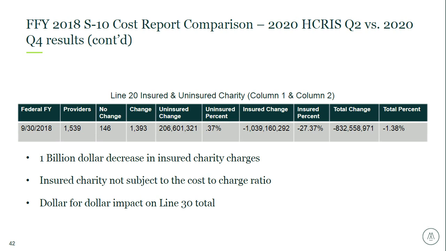The biggest change I'll highlight from this slide was the decrease in insured charity charges by over $1 billion, which equates to a 27% decrease. Remember that these insured charity dollars are not subject to the cost to charge ratio, so they have a dollar for dollar impact on the line 30 totals. The MACs were verifying that those insured charity dollars were only associated with coinsurance, deductible, or copay amounts. And I think it's pretty clear from this analysis that there were some significant findings in that area in conjunction with the audit or when the hospitals prepared the logs for review.